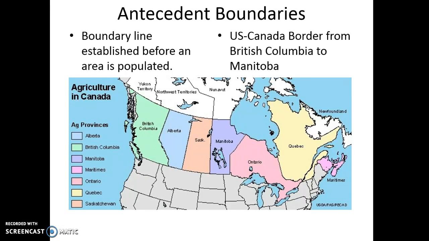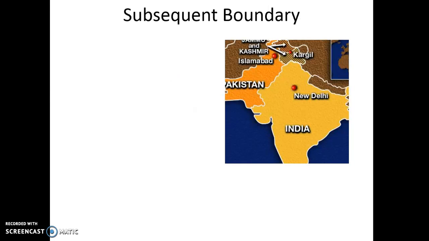So really lines of longitude and latitude are antecedent boundaries. Also look at physical boundaries. Those can also be counted as antecedent boundaries.